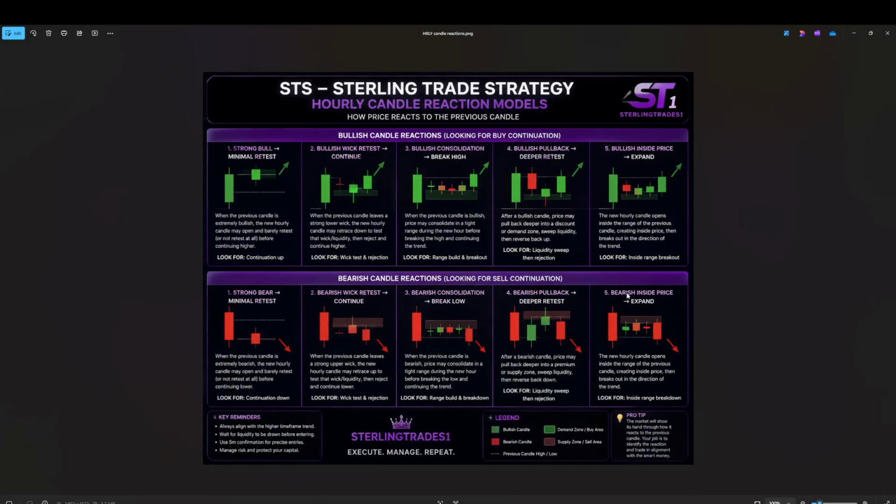All right, bearish inside price expand. The new hourly candle opens inside the range of the previous candle, creating inside price, then breaks out in the direction of the trend. Okay.